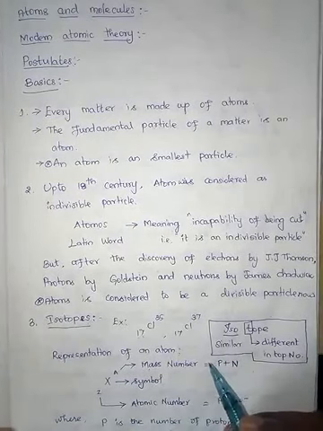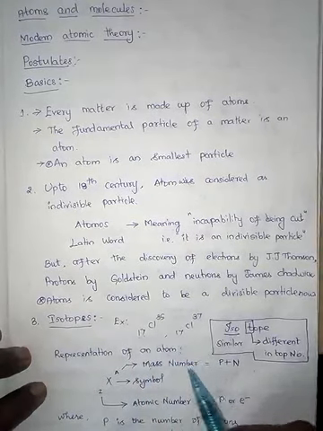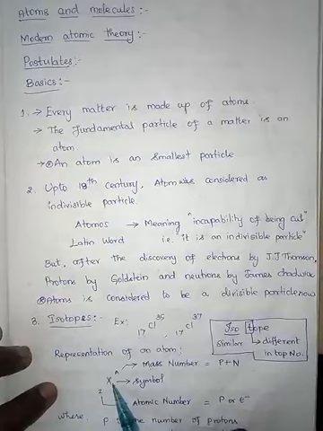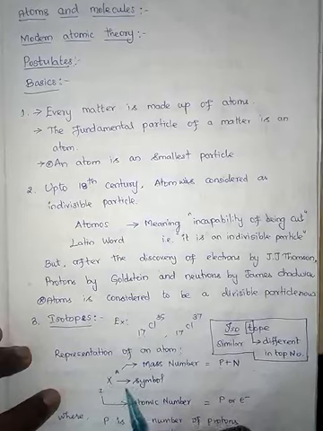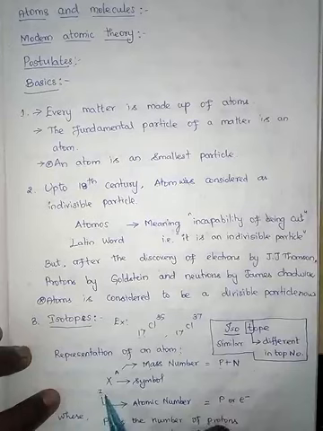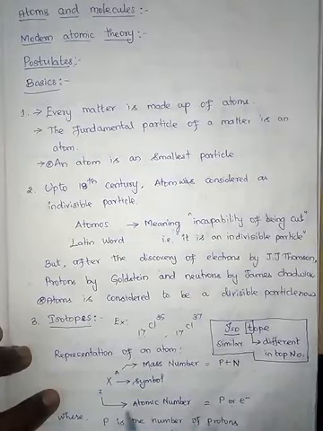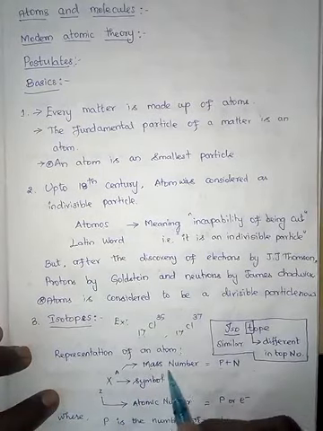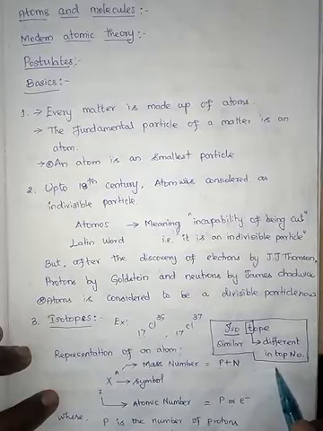Before we go into the topic, we should know the representation of an atom so that it will be very easy. So generally the atom is represented by X. It's a symbol of an element, symbol of an atom of an element. Z is an atomic number, which is either the number of protons or the number of electrons in the neutral atom. A is a mass number, which is a sum of the number of protons and number of neutrons present in the nucleus of an atom.